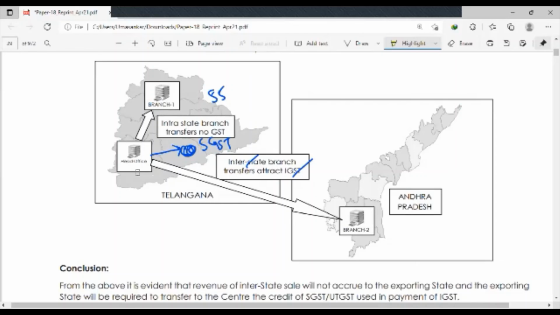But when the head office and the branch are located in different states, say Andhra Pradesh, both are separately registered. So the interstate branch transfer will attract IGST. Suppose we have a warehouse here, but it is registered separately, with a separate registration. Then we will charge CGST and SGST.